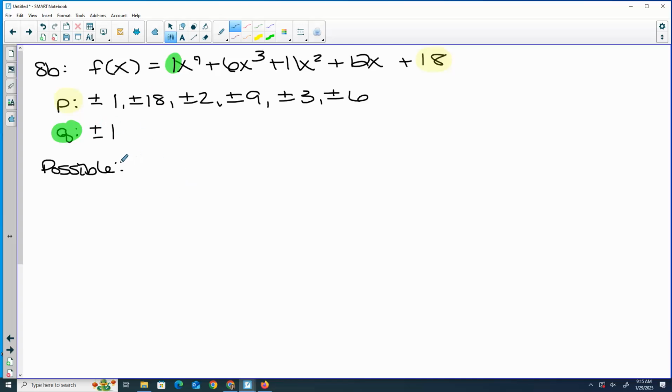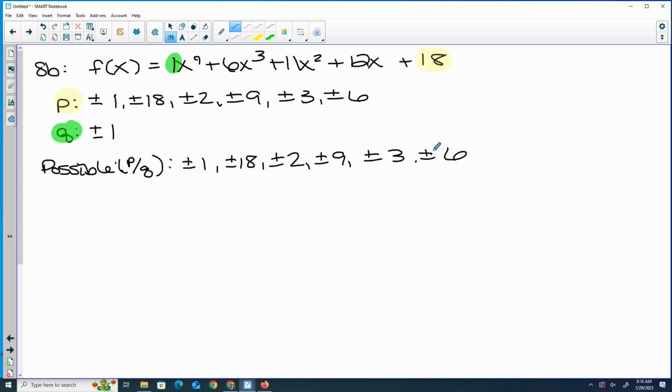So my possible zeros, that's P divided by Q. So 1 over 1. 18 over 1. 2 over 1. 9 over 1. 3 over 1. 6 over 1. Does everyone know how to get this list? So anytime I ask you to find the zeros and you cannot factor, this is where you have to start. Now, like you guys were saying, you have to find one that works. And it works if you plug it into the original polynomial and it equals 0. So find me one that works.